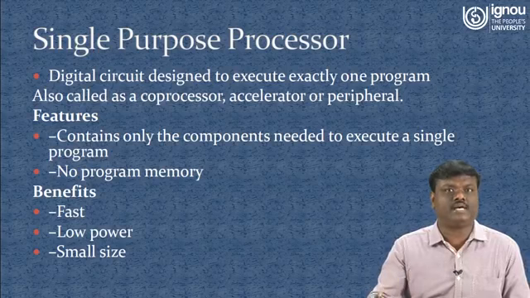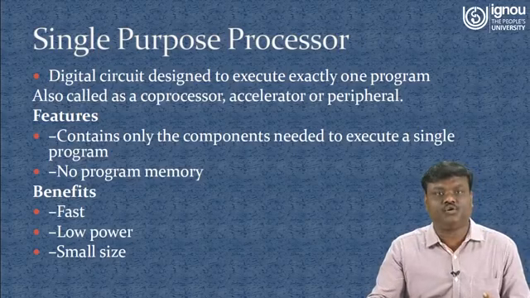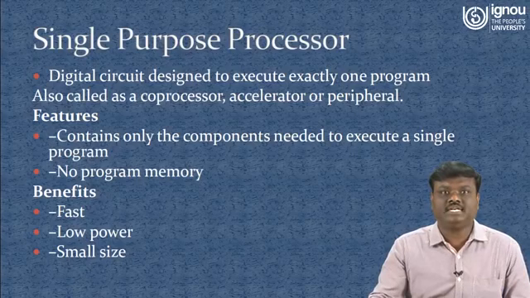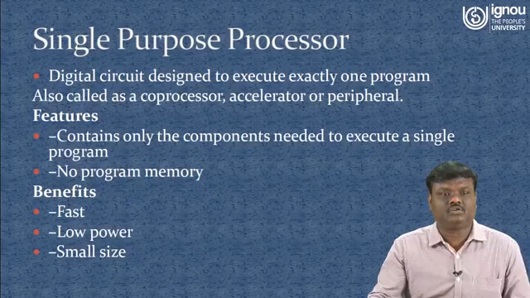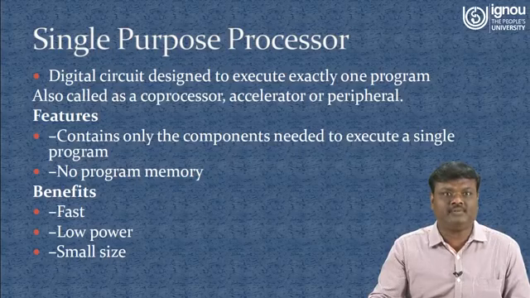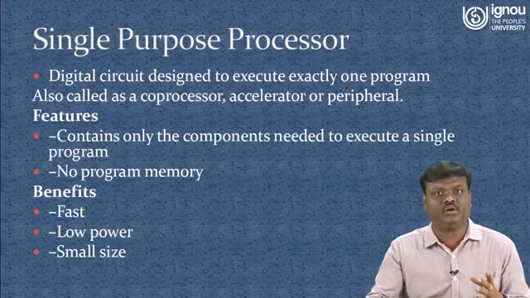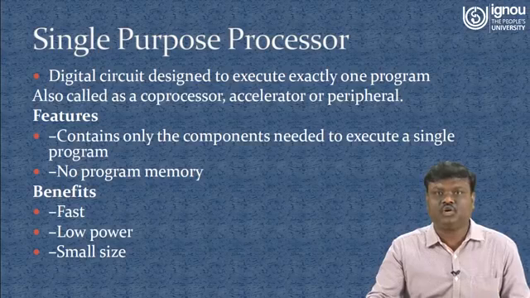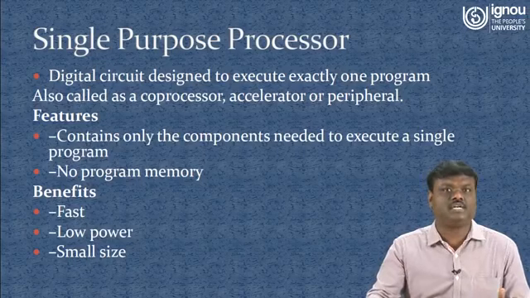This is also known as a co-processor, and this is just the subordinate of the processor, or you can call it an accelerator or a peripheral. So the features are that it contains only the components needed to execute a single program, and no program memory is available. It is very fast because this is a simple device and it is meant for doing only one particular task or function. So it is very simple, fast, low power consumption and small in size.